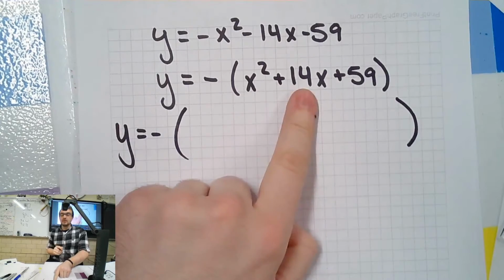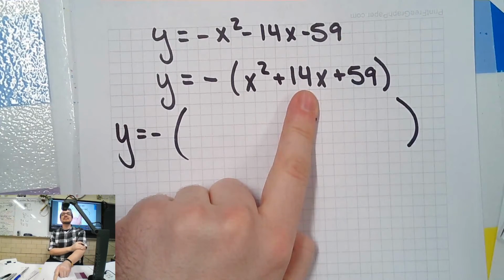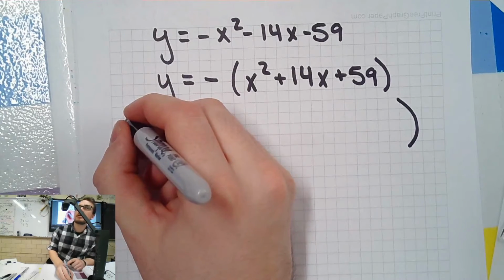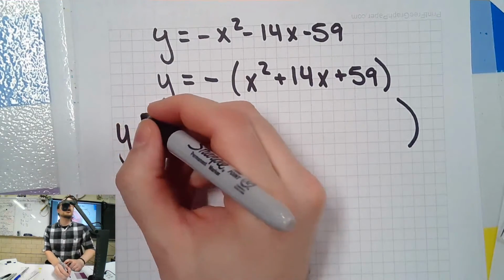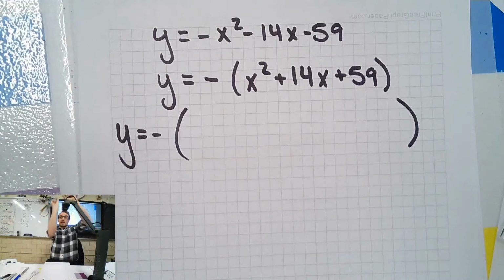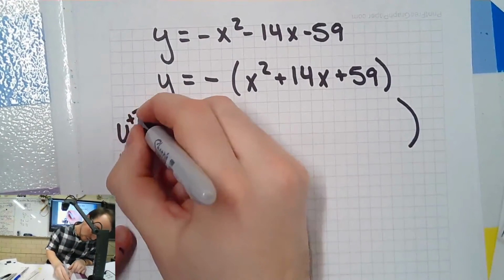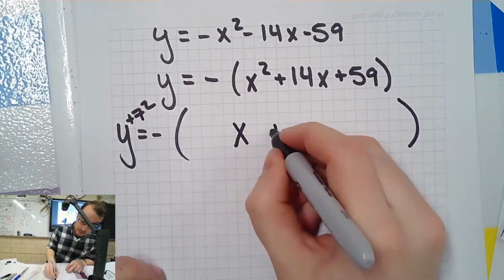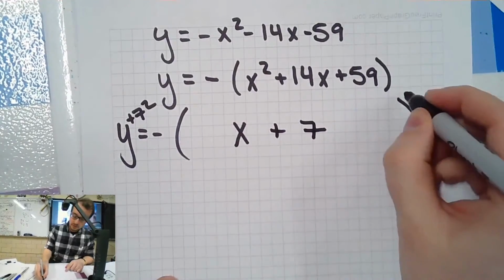Now, what's half of our rectangle? 7. So we have to add 7 to both sides, right? 7 squared, because the 7s make the 7 squared. So we're going to add 7 squared to both sides. And then in here is going to be what? X plus 7 squared.